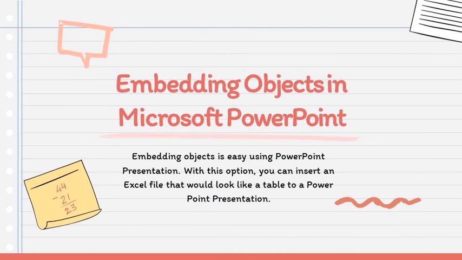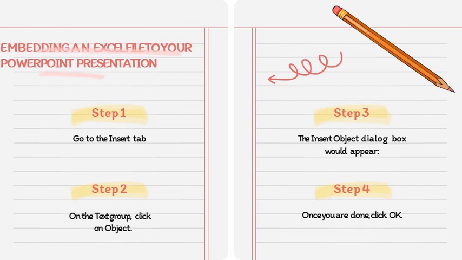Now let's talk about embedding objects in Microsoft PowerPoint. As a matter of fact, embedding objects is easy using a PowerPoint presentation. With this option, you can insert an Excel file that would look like a table into a PowerPoint presentation. To have this, we have 4 steps.